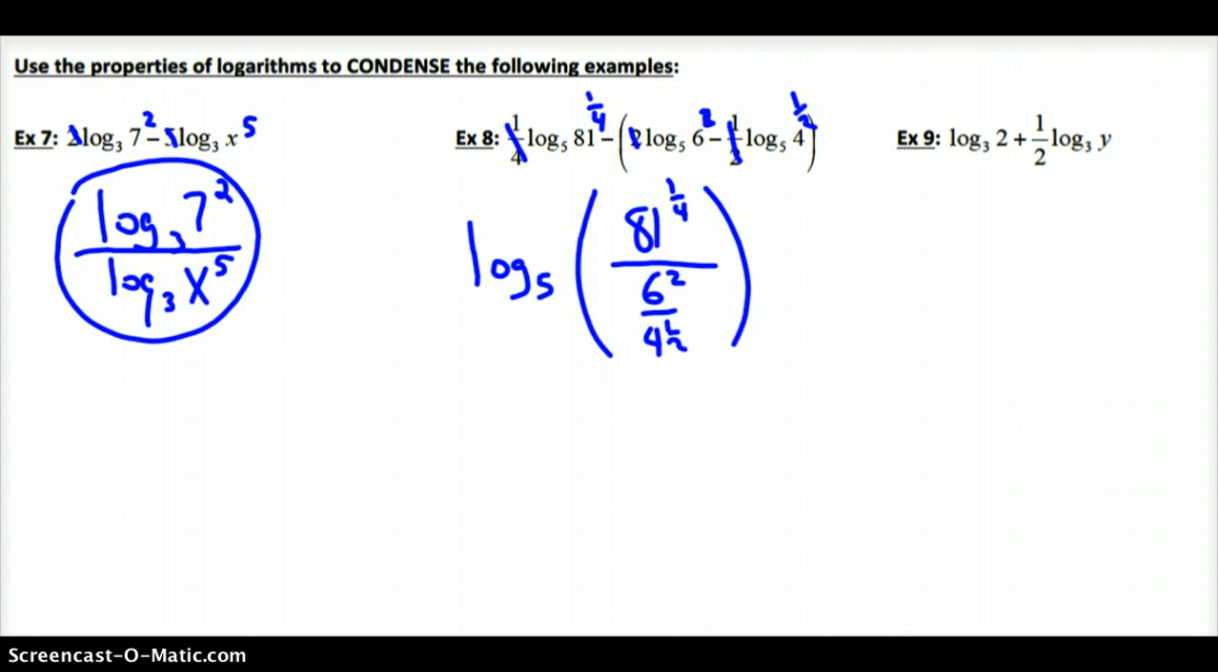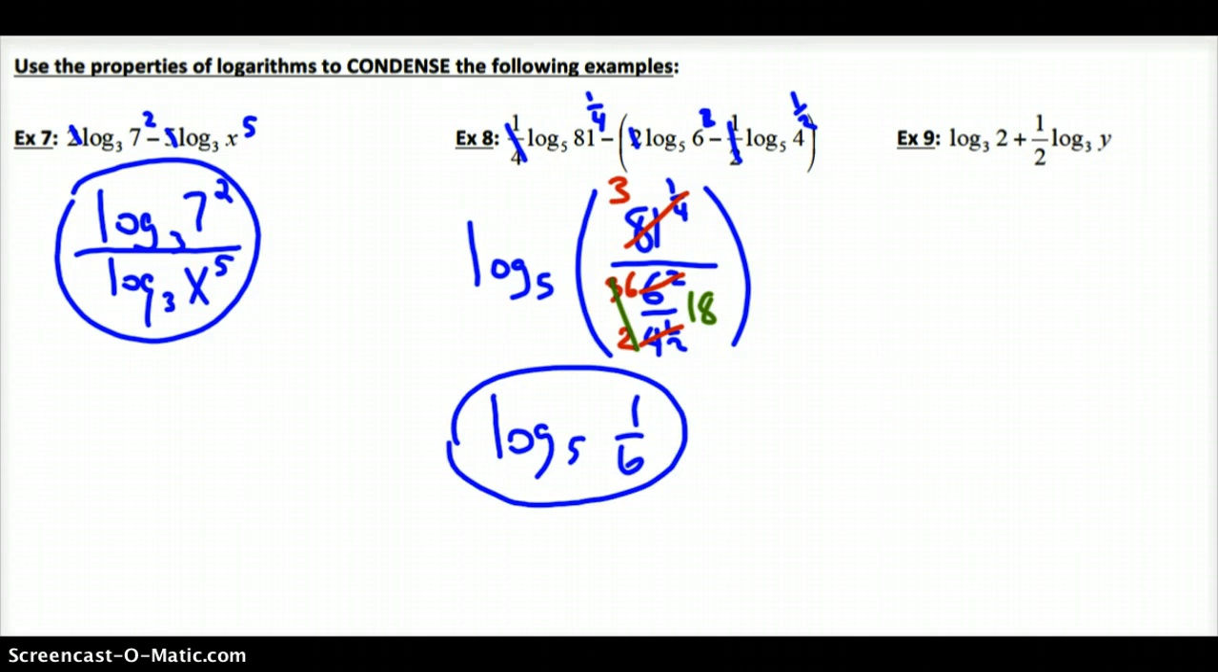Now we can do all sorts of simplifying numerically here. 81 to the 1/4 power is 3. 6 squared is 36. 4 to the 1/2 power is 2. I can go ahead and these can simplify to be 18. So overall, I'm going to have log base 5 of 3 on top, 18 on the bottom, 1/6. So that one really got quite a bit different looking from the original form here.